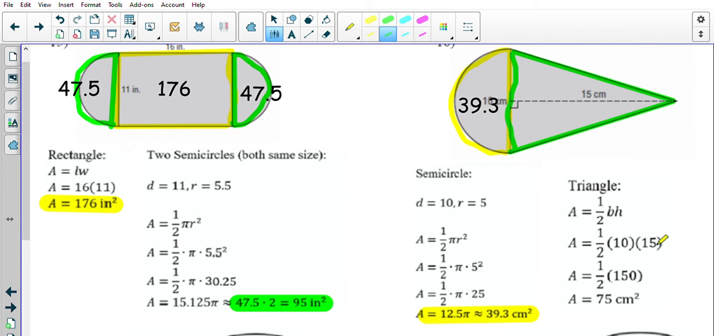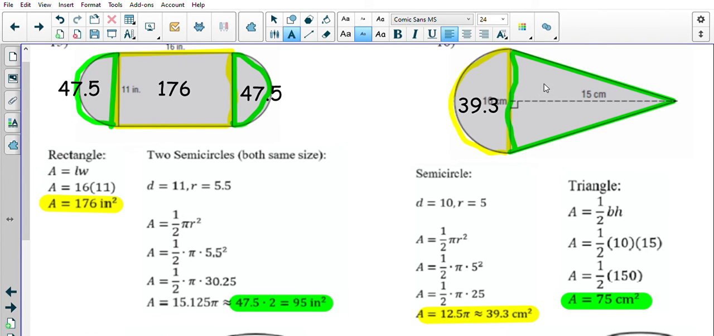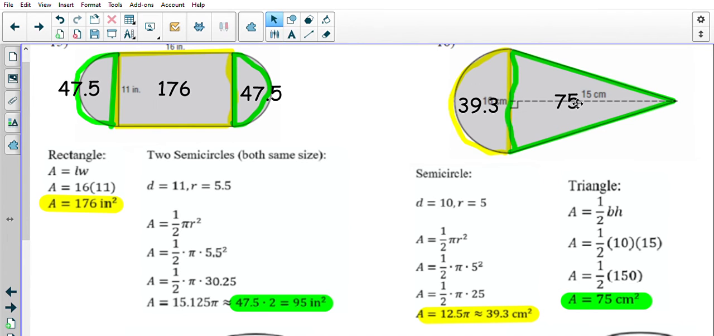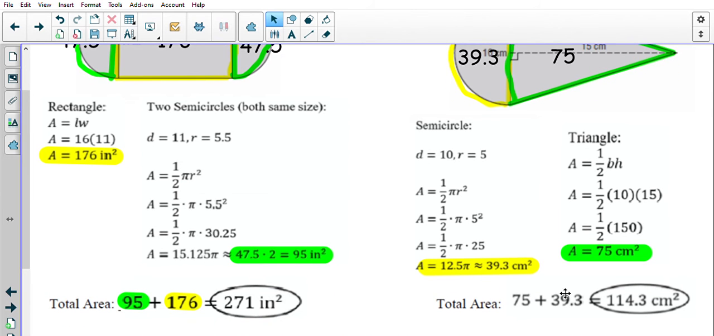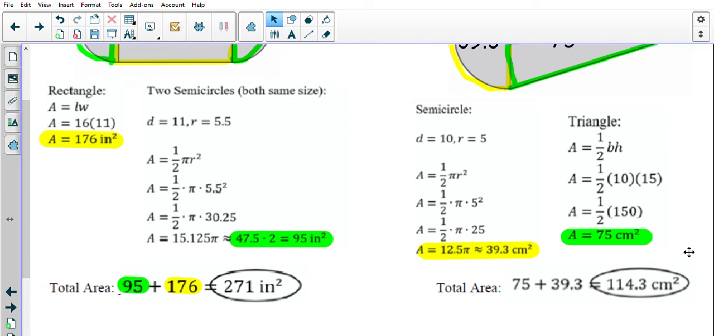So do half times 10 times 15. That's going to get us an area of 75 centimeters squared. So if I want to find the total area of this ice cream cone, if you will, sideways ice cream cone, which is not ideal, we're going to add the 39.3 to the 75 to get a total area of 114.3 centimeters squared.